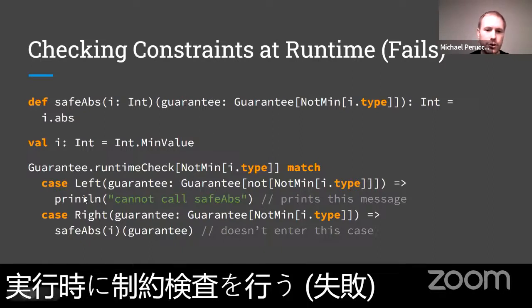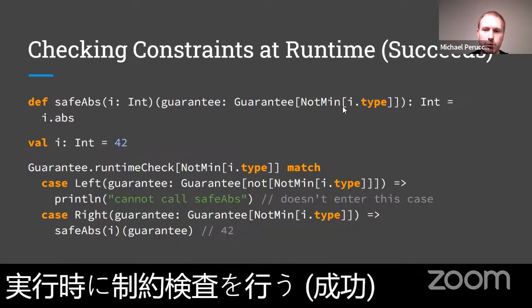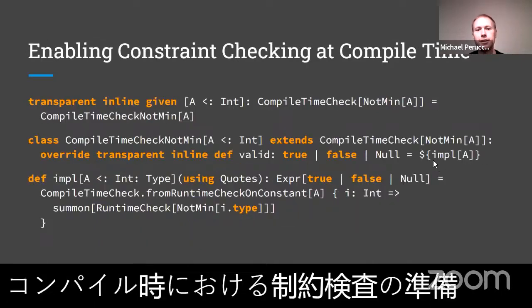So even though we know that this is what is going to happen, our runtime check doesn't know that until runtime. And it's the same problem with succeeds. If we know it's going to succeed because we have a 42, we know that it's going to enter here when we look at the code, but we're still doing a runtime check. So the type checker cannot help us. And so we would like to have constraint checking at compile time.